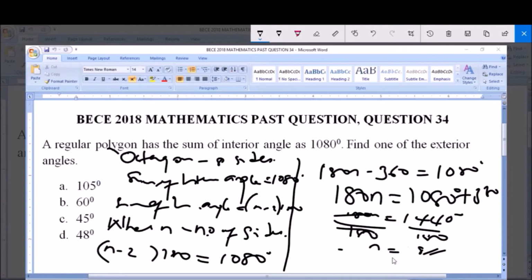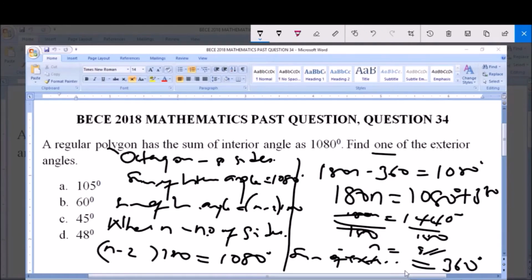Now another point, the sum of exterior angles. The sum of exterior angles of any polygon at all is equal to 360 degrees. And from the question, we are asked to find one of the exterior angles. Now if the sum of all exterior angles is equal to 360 degrees, then to find one of the exterior angles, we divide the sum of exterior angles, 360, by the number of sides of this polygon. And since this polygon is an 8-sided polygon, we divide 360 by 8.